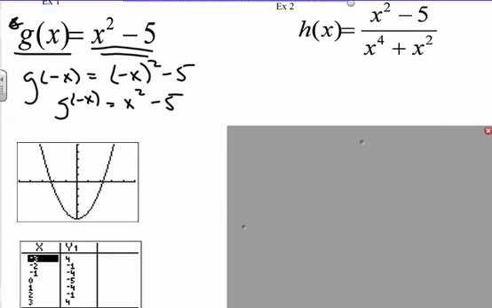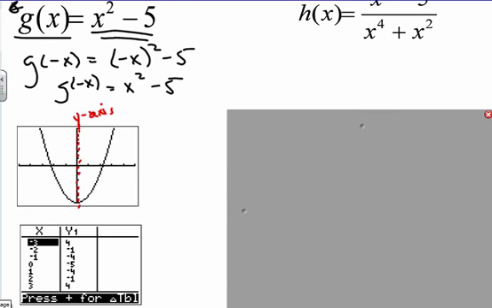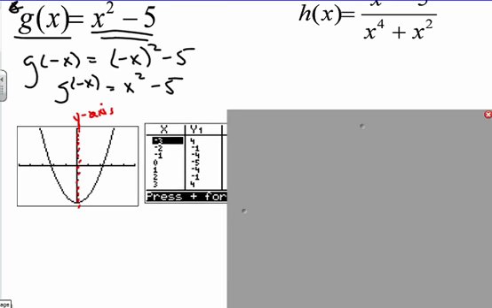So if you would put this in your calculator, you would get a graph like this. Notice how you have the symmetry over this y-axis. Whatever happens to the right side is its symmetrical partner to the left side. Okay? The numbers. If I plugged in a positive 1 right here, I got negative 4. If I plugged in a negative 1, I got negative 4. The same outputs occur.